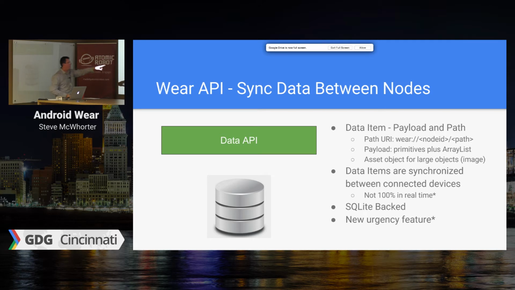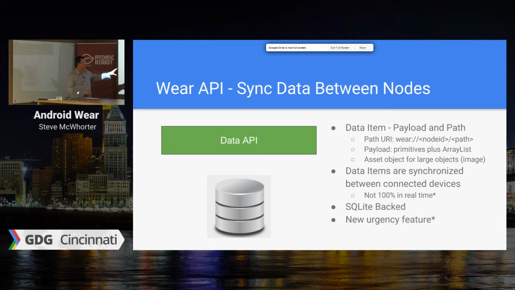It's again by paths, payload, so you can put this thing called a data item inside the data API. It's basically primitives, so strings, booleans, integers, floats. It's basically like a bundle. So if you're very used to bundles and intents, the data item is that. Underneath the scenes, it's a byte array, but working with byte arrays can be really painful. So Google gave us this thing called a data item, which is a map of primitives.